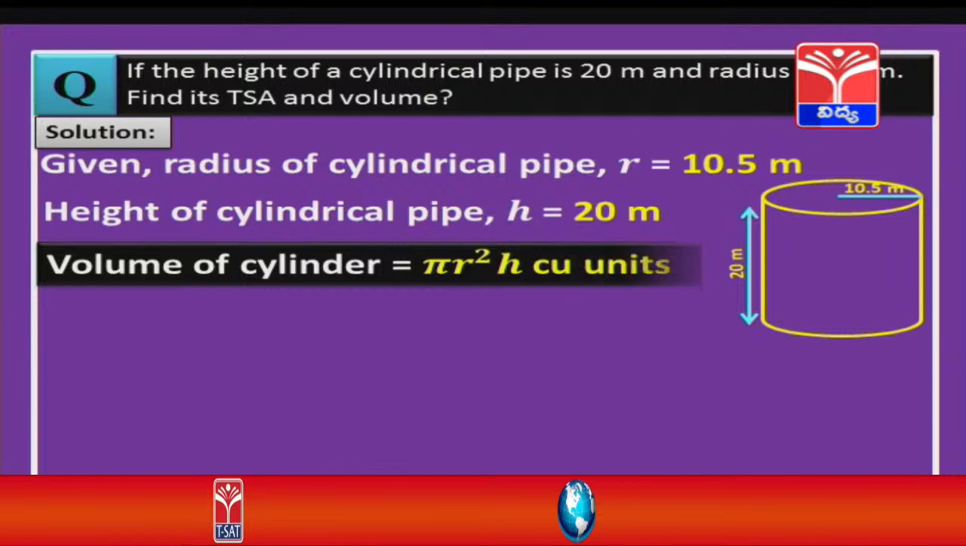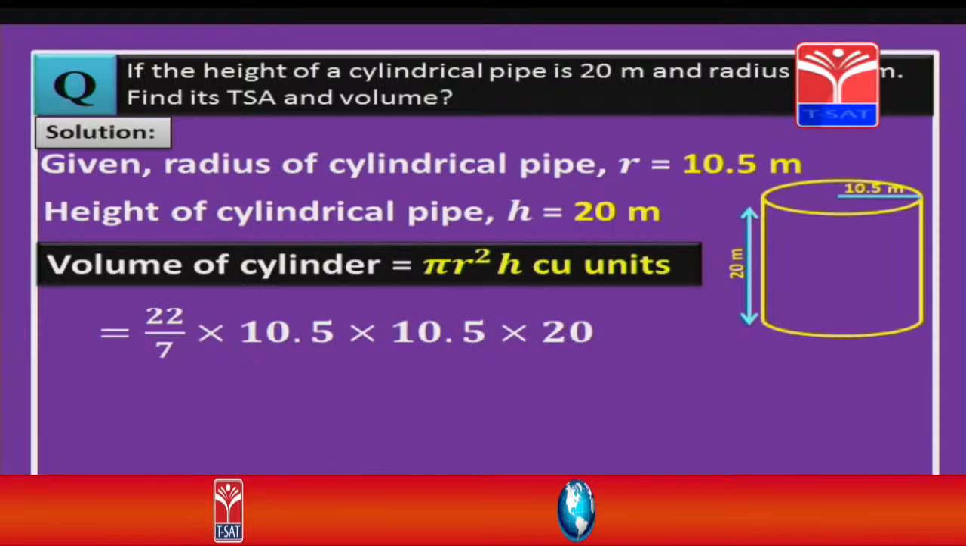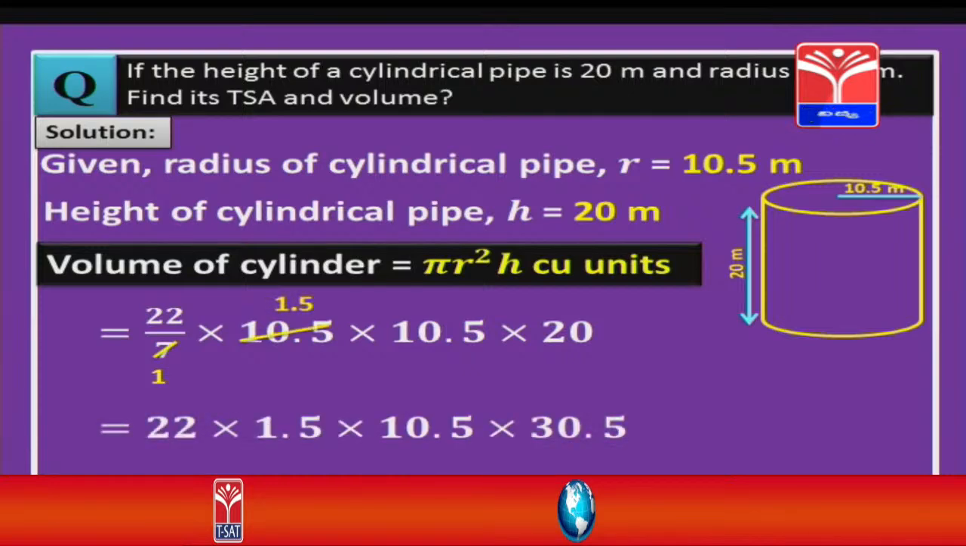Let us find out the volume of the cylinder, given by pi r square h cubic units. So, again we will substitute the values of r and h, and on cancelling with 7 we get 22 into 1.5 into 10.5 into 20, which is 6930 cubic meters. So, let us move on to our next problem, children.